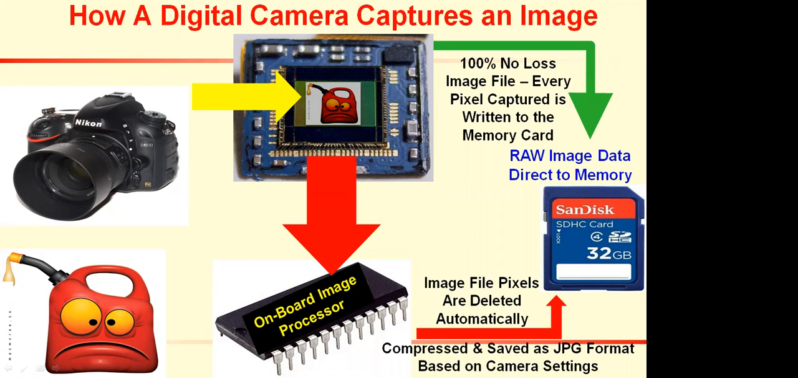In that time delay, that is the image processor inside the camera deciding what pixel data is not relevant to your picture, discarding it, and then writing the compressed, the squeezed image to your memory card. And that's what you'll later see when you download your JPEG.